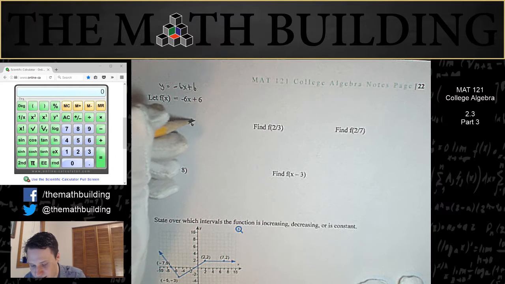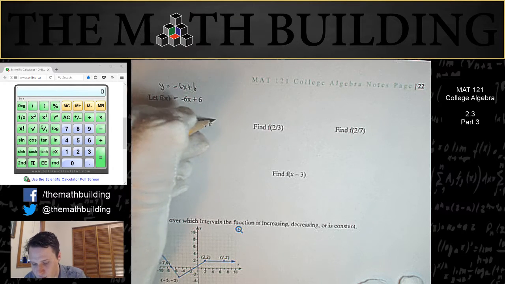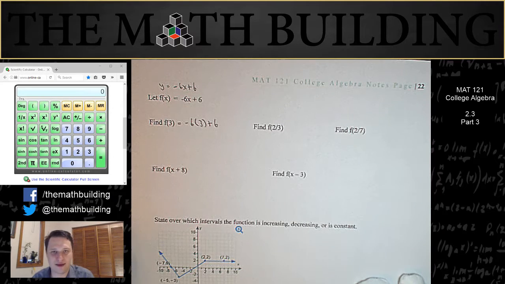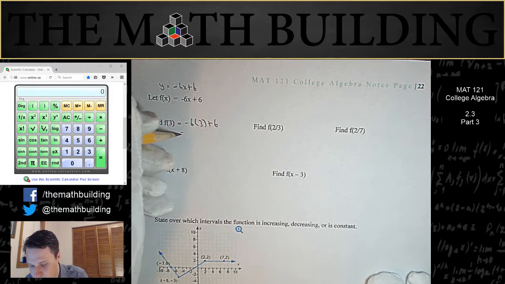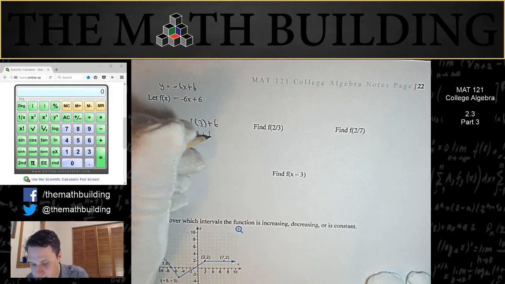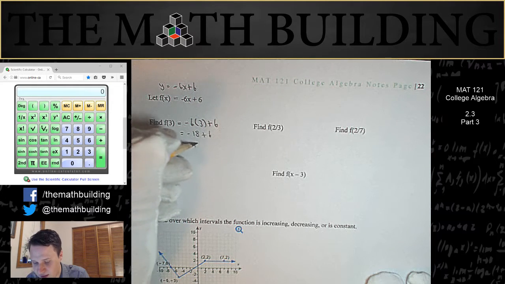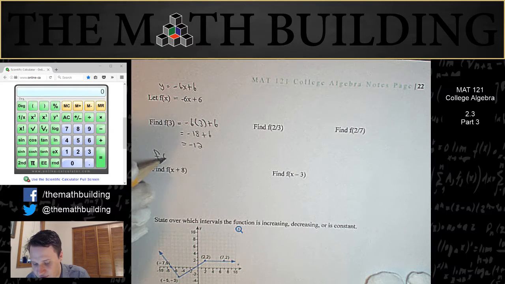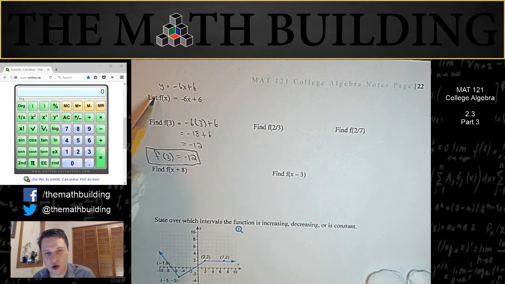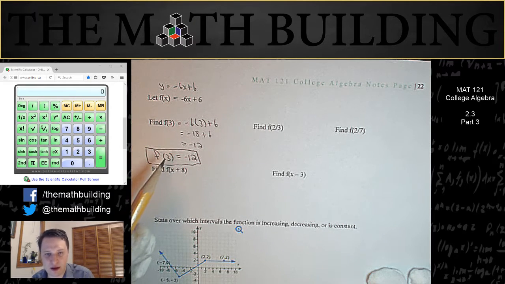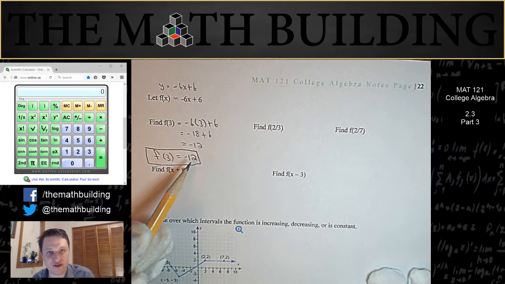And so you just replace x with a 3, and then just do order of operations to figure out what the number will be. So negative 6 times 3 is negative 18. And negative 18 plus 6 is negative 12. So in other words, f of 3 is equal to negative 12. And that's the end. This function is called f. 3 is the input, and f is mapping 3 to negative 12.